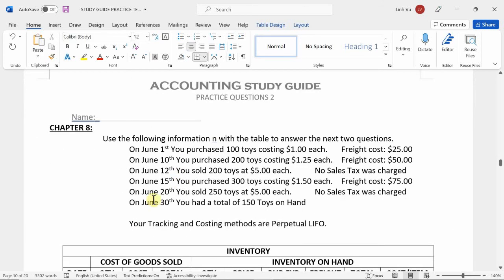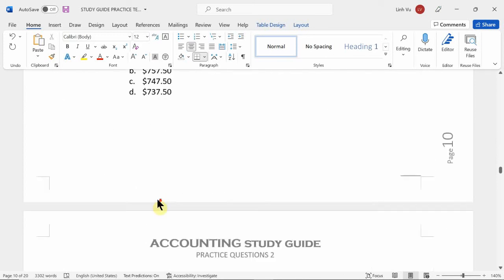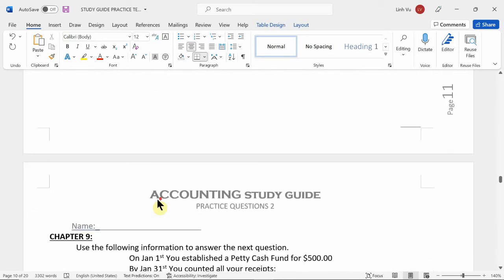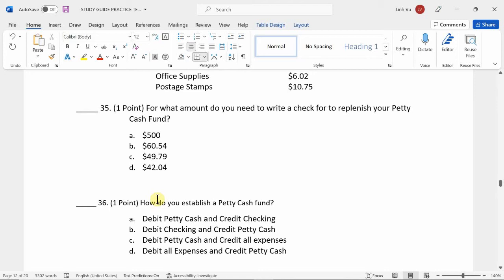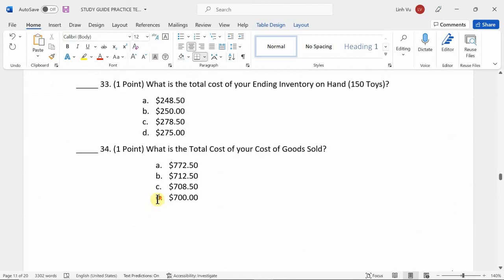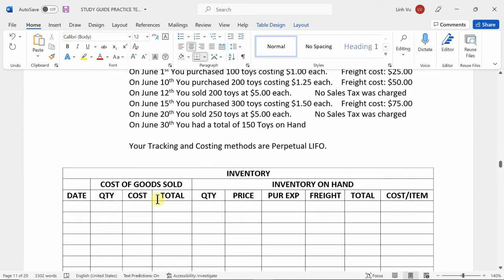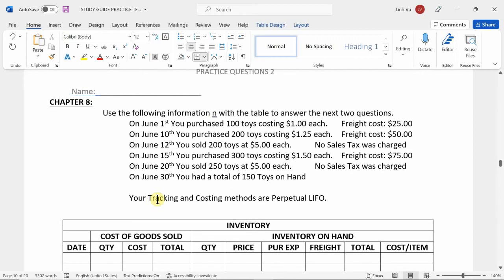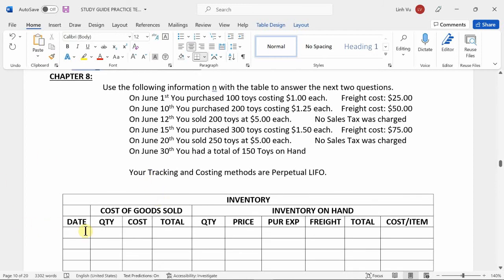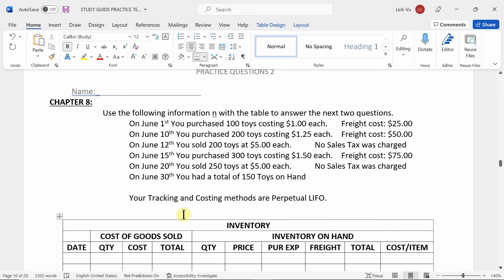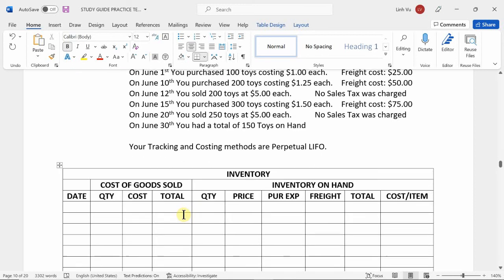So here we are. Now we're moving into chapter 8, which I'm going to be testing you on, right? I'm going to do two methods just because LIFO and FIFO are pretty much similar. So in this case, let's go ahead and practice this. We have your perpetual LIFO, okay? So on June 1st, I purchased 100 toys at $1 each with a freight costing you $25.